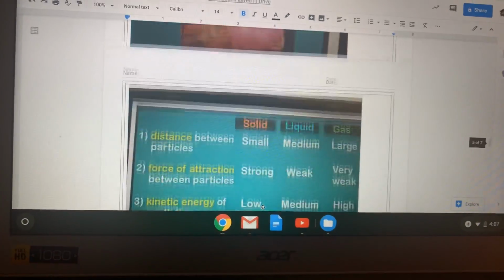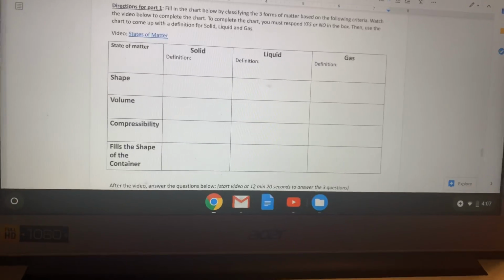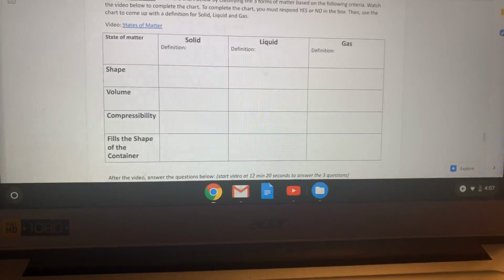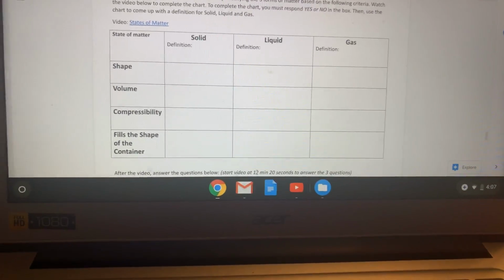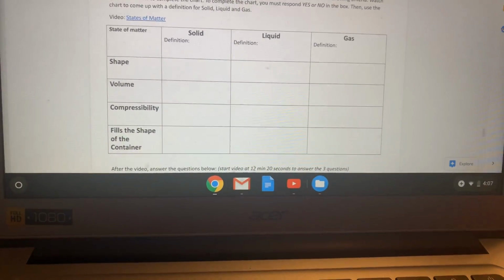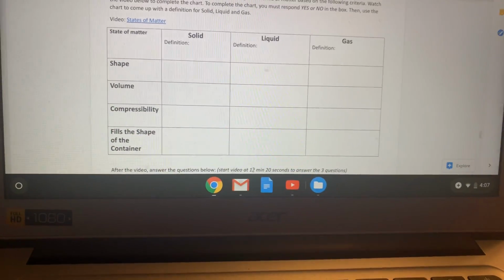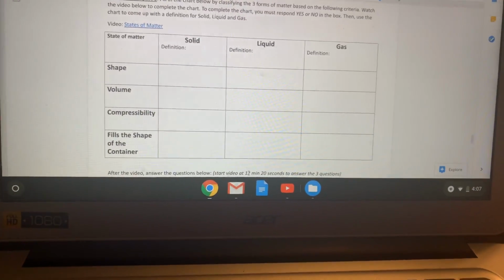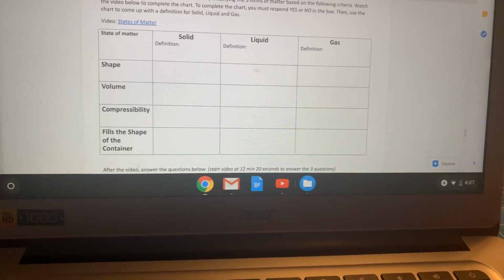So I'm going to move below and show you the chart that you are going to use. Here's the chart that you will see on your Google Doc. Based on those images I showed you and how I just explained the differences between solid, liquid, and gas, you're going to write a yes or a no for each of the different characteristics. After you've done that, you're going to come up with a definition for solid, liquid, and gas based on those 4 criteria.